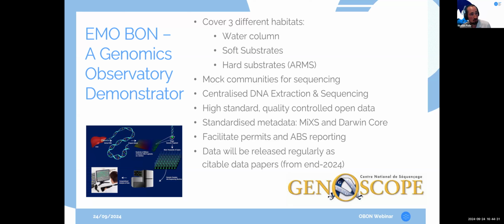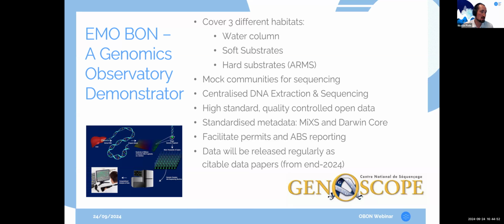We're implementing full quality control on all of the data before it's being released. We have implemented what we consider to be quite high standards of metadata. So we're implementing full MIxS and Darwin Core for our environmental data. So we should have very rich information accompanying all our sequence information.